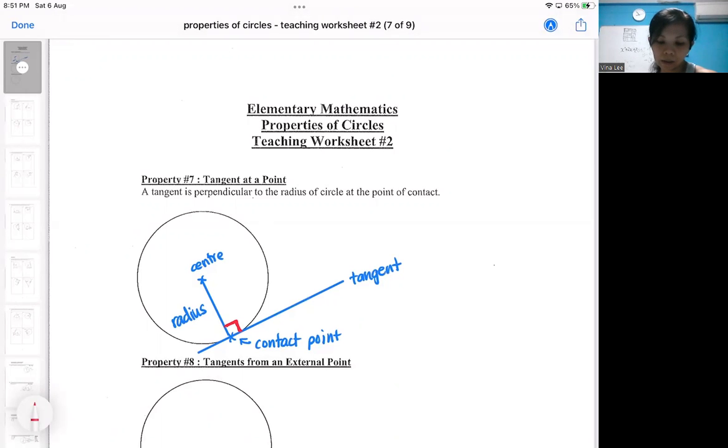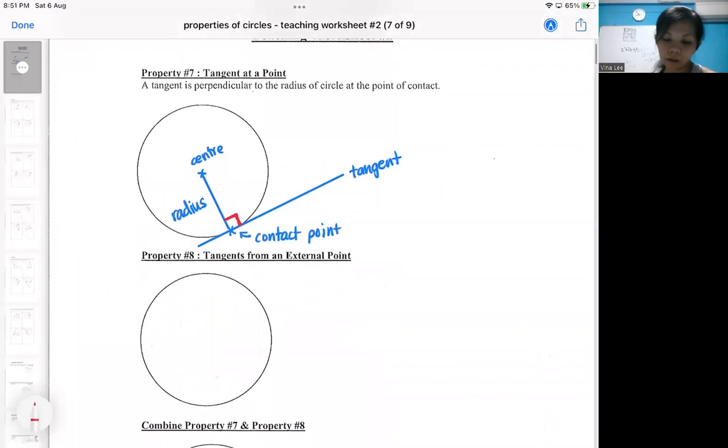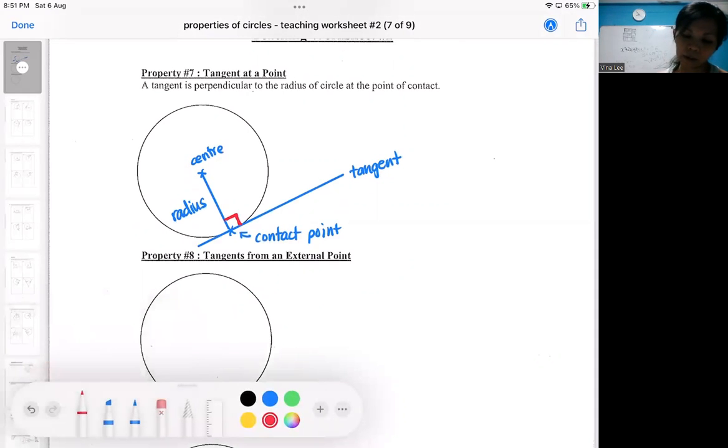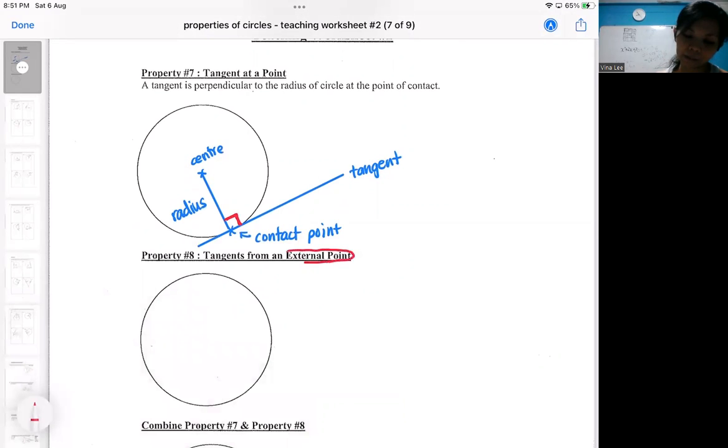Okay, so there's another one here. Another one talks about the tangent from an external point. What we mean by tangent from an external point is that the point is outside the circle. So this point has to be outside the circle. It can be very far away from the circle, or it can be very near the circle. It doesn't matter, as long as it is outside the circle.